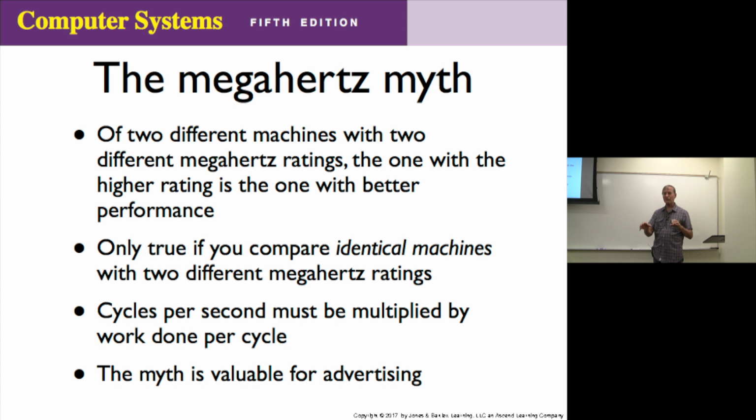If you compare two different machines with different megahertz ratings, the one with a higher megahertz rating might not be the one with a better performance. Because it not only depends on how many cycles per second, but how much work is done per cycle. And so this myth used to actually be more relevant in the old days, when most machines only had one CPU, and the megahertz rating of that one CPU is what mattered.